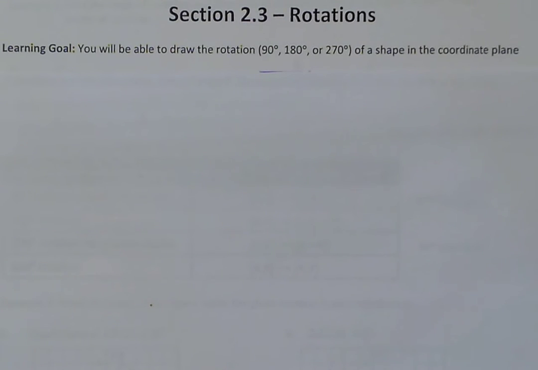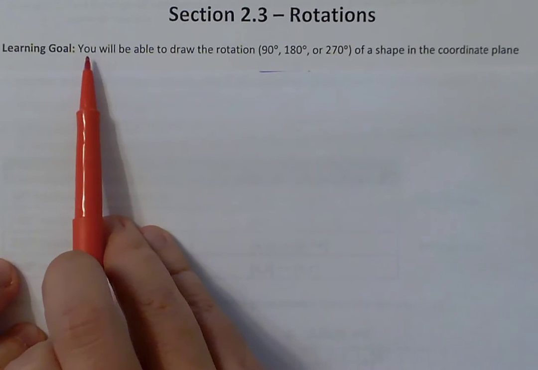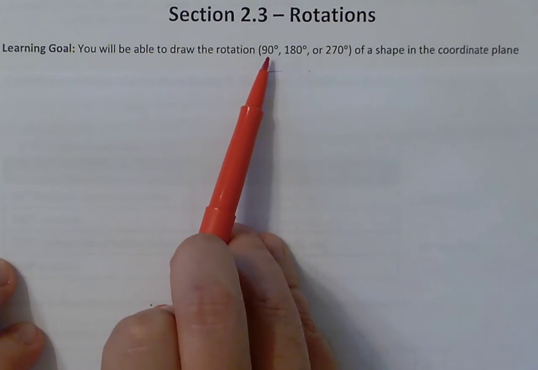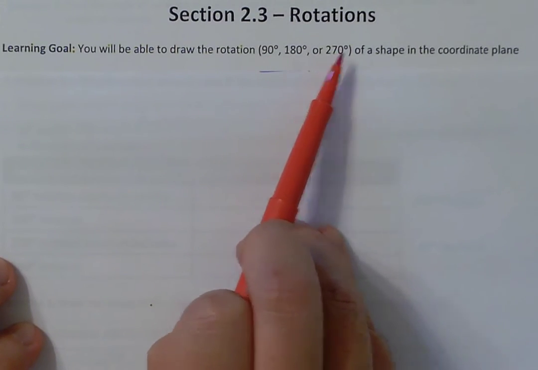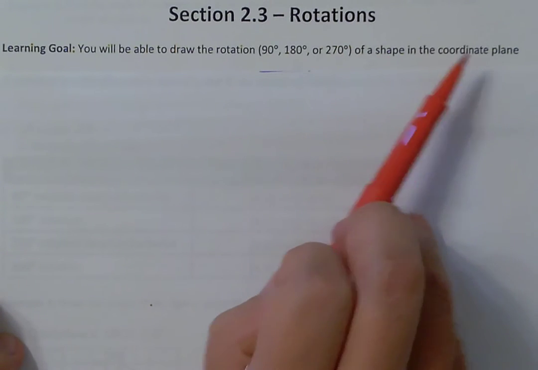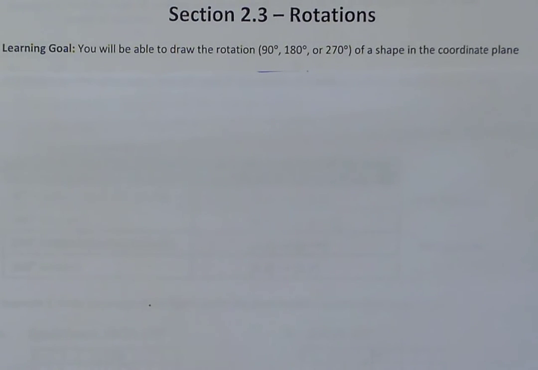And there's going to be very specific boundaries on what our rotations are, and that specifically is shown in our learning goal. So you will be able to draw the rotation, whether it's 90 degrees, 180, or 270, of a shape in the coordinate plane. So today you're going to be given a shape in the coordinate plane, and you're going to be asked to either rotate it 90 degrees, 180, or 270, whether counterclockwise or clockwise in the coordinate plane. So, with that said, let's go ahead and jump into our rotation stuff for today.